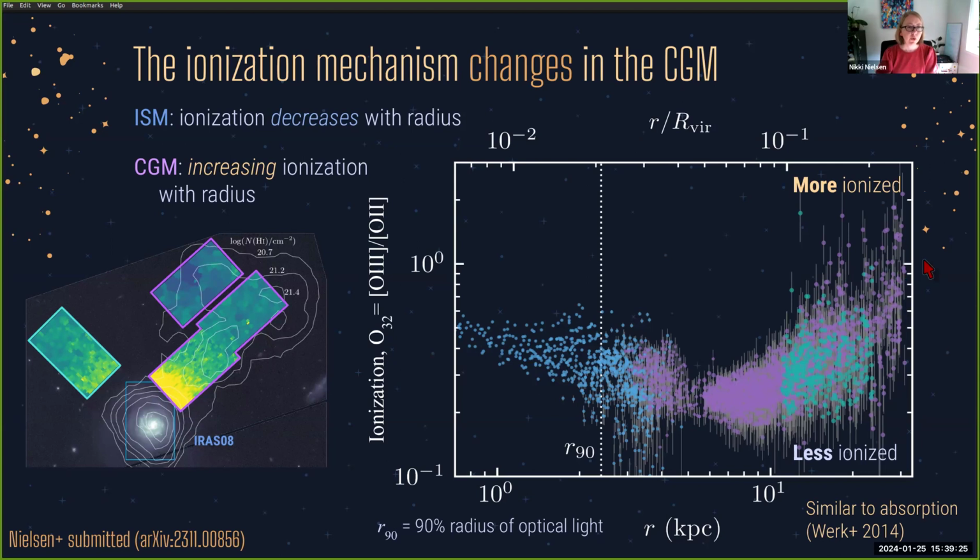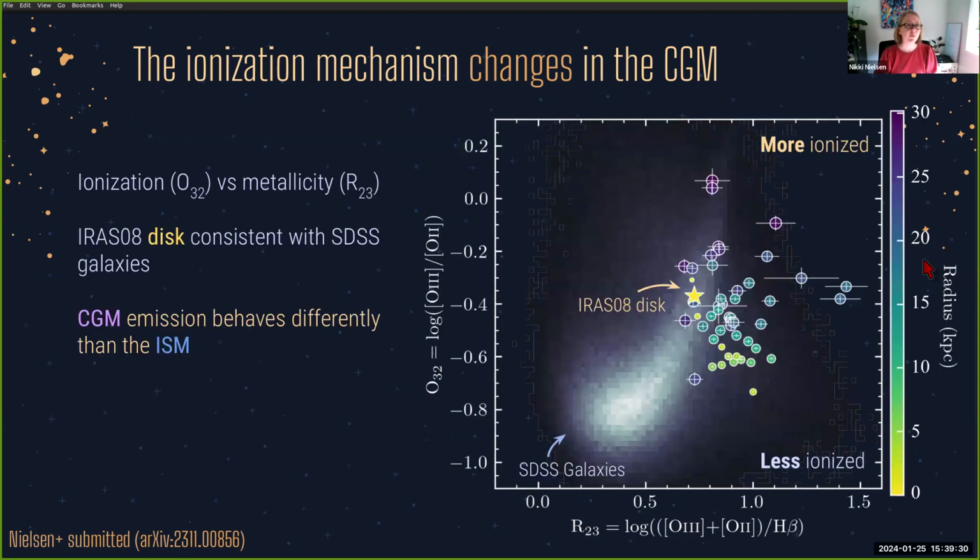All right, so what exactly is happening here? Why is the ionization mechanism changing in the CGM? We can look at line diagnostic ratio plots, because O32 in particular depends both on the ionization and the metallicity. So here we're looking at O32, so the ionization is a function of metallicity. And what we find is that the RS08 disk, so the ISM, is consistent with typical SDSS galaxies, but then the CGM points come off of that relation and start to behave differently than the ISM.